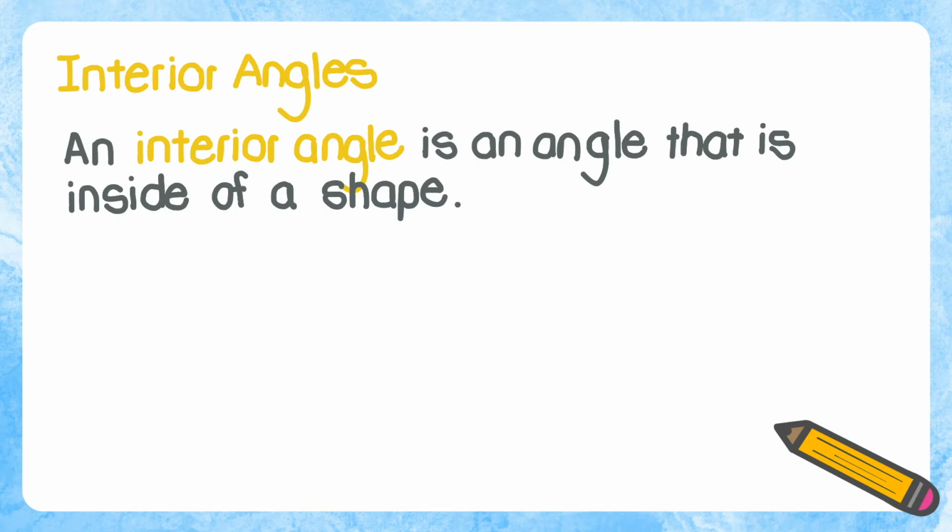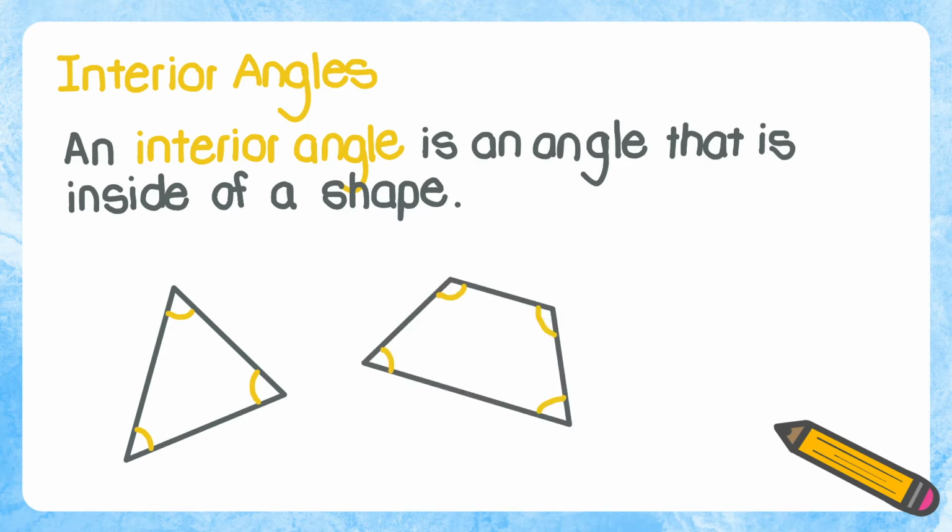Let's start off by looking at interior angles of triangles. So first off, what are interior angles? An interior angle is just an angle that's inside of a shape. And a triangle would have 3 interior angles as marked. A quadrilateral would have 4 interior angles. And a pentagon would have 5 interior angles.